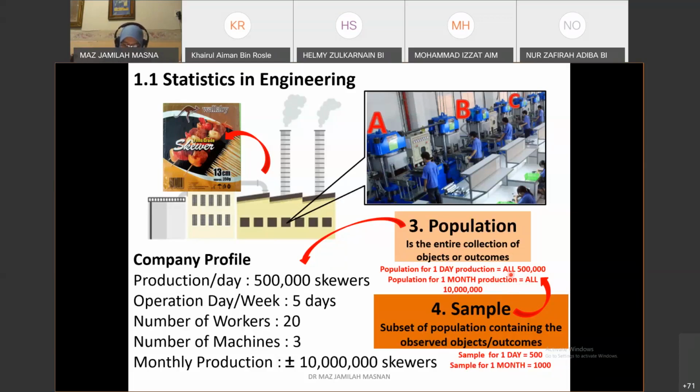For example, if the population is for 1 day, then the sample for 1 day is, let's say, 500 out of 500,000 skewers. What is the sample for 1 month? If the population for 1 month is 10 million, the sample for 1 month you can take as maybe 1,000. As simple as that. So that will be the concept for population and sample.